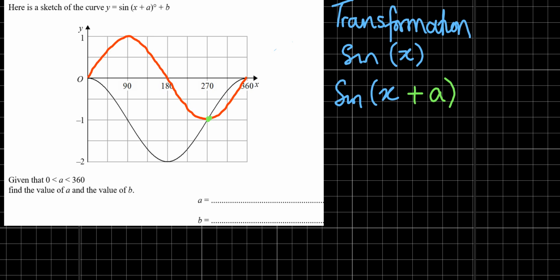So if we look at these 2 points here, which is the same point on the graph, so that's the minimum point of the graph. The question is, how have we moved it from here to here? Now, if you've noticed, we've actually moved it to the left by 90 degrees. So it was 270 to start with and is now at 180.